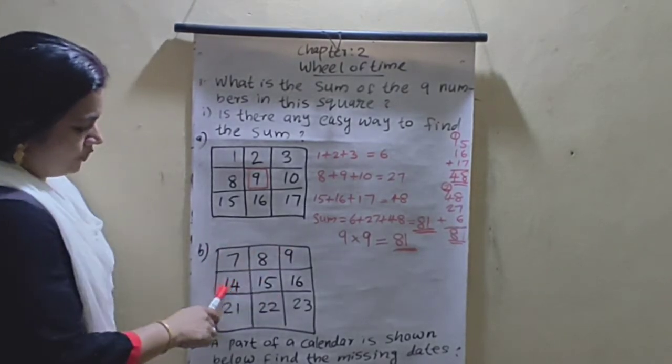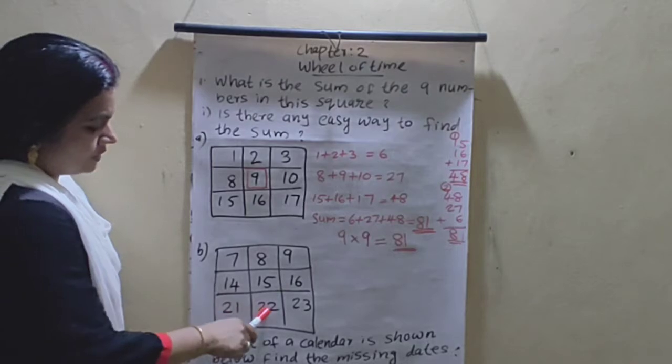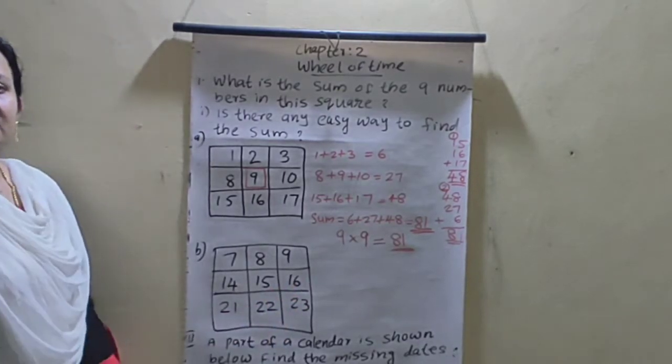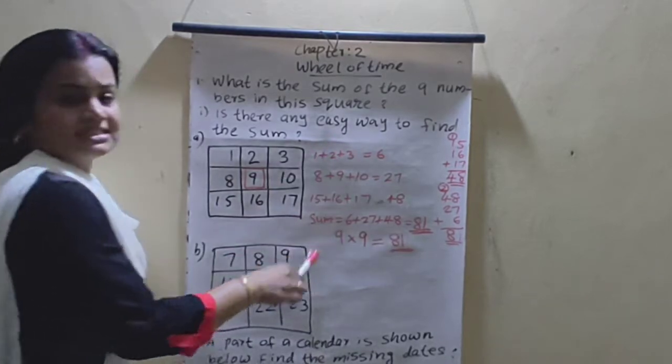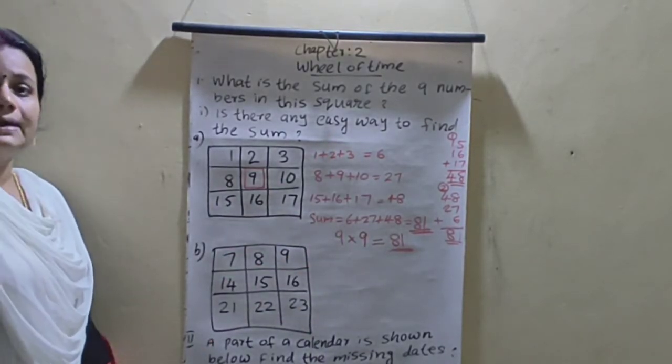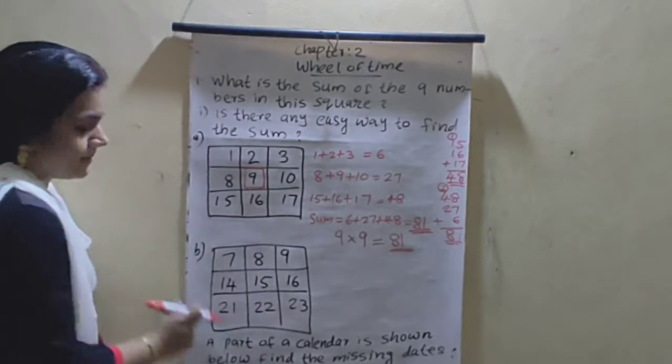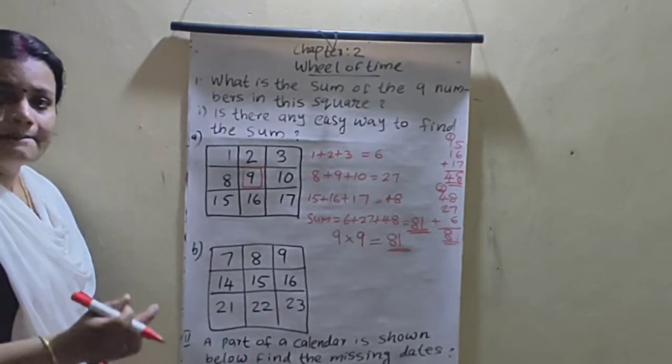7, 8, 9, 14, 15, 16, 21, 22, 20. Then can we explain this one? No need to explain these steps. Only we find out the middle number. Which is the middle number? You want to find out the center.